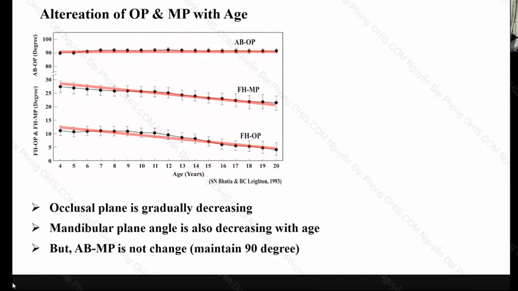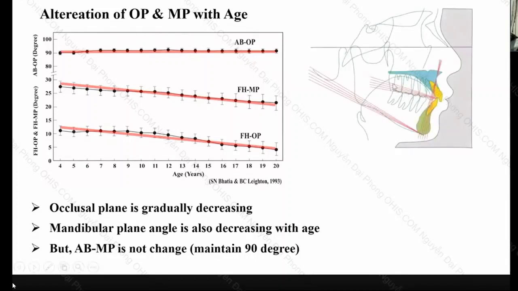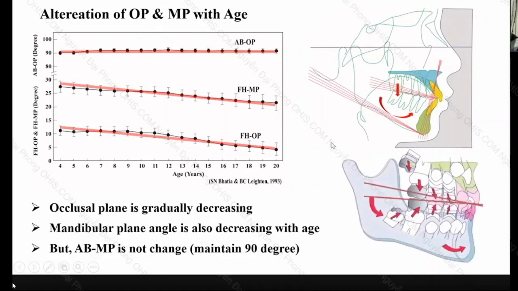Therefore, something like this: the occlusal plane changes, the mandible rotates forward. Then, at the same time, the mandible comes to a forward position. Therefore, the ABOP is always maintained at 90 degrees. So this is a kind of principle of facial growth: the vertical dimension changes and the mandible adapts by rotation.